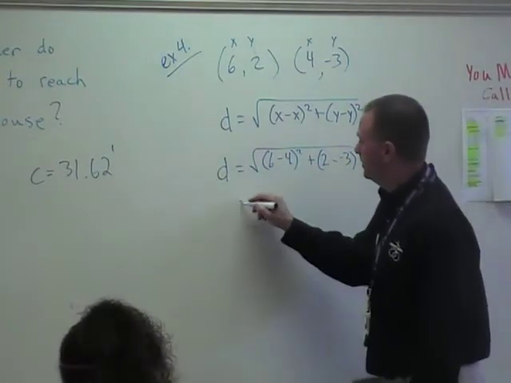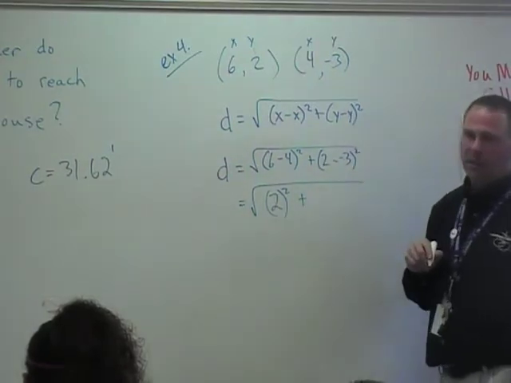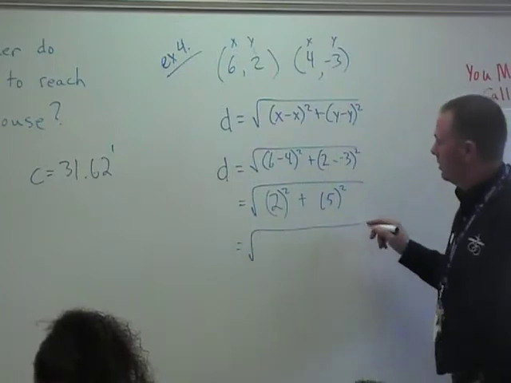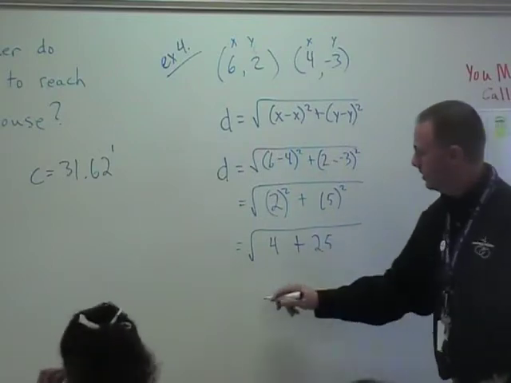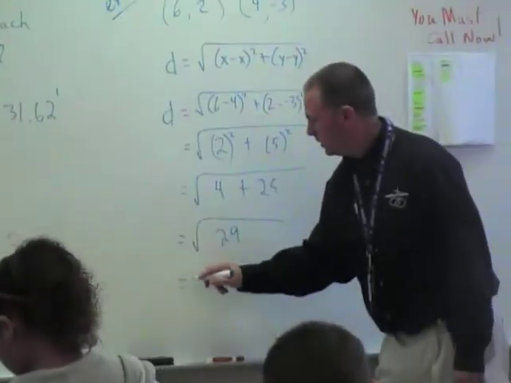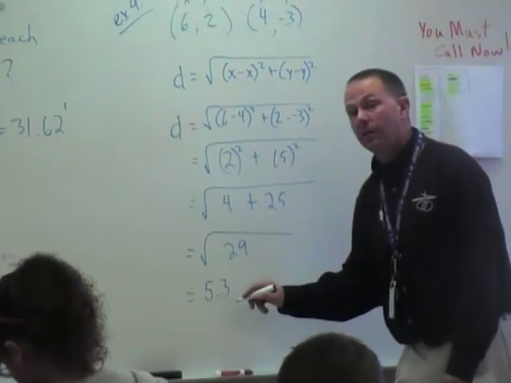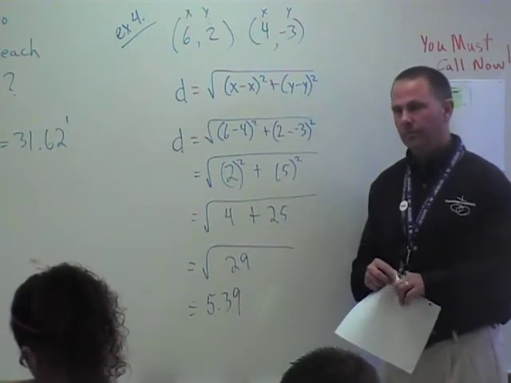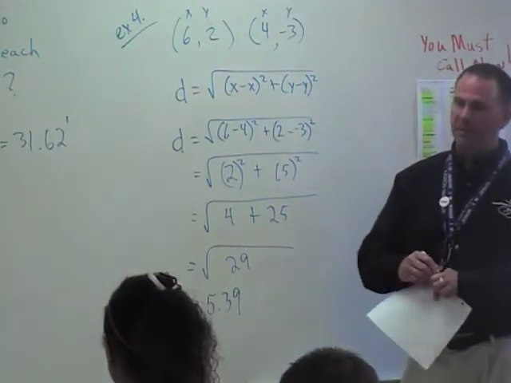So what's 6 minus 4? 2. So we're going to square that. And what is 2 minus a negative 3? 5. So, what's 2 squared? What's 5 squared? What is the square root of 29, Peyton, to the nearest hundredth? 5.39. You're right. Okay, I get it.